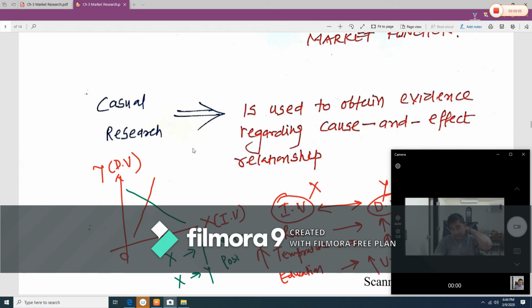In causal research, we are going to collect evidence regarding the cause and effect relationship. So one variable is a cause, another variable is an effect. For example, rain. Where there is good rain, there is a good crop. So more rain, more crop. X is rain and Y is crop. So you can say X is an independent variable because rain is not dependent upon anything. It comes directly. So it is an independent variable, and Y, the crop, is totally dependent upon the rain. So crop is a dependent variable.